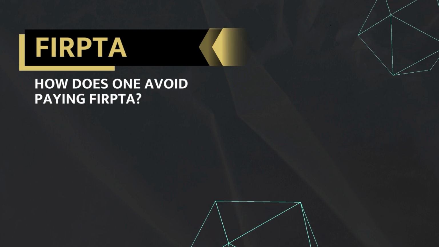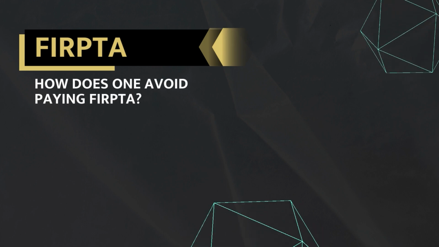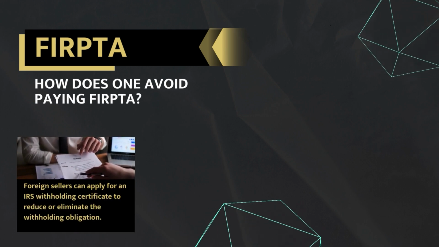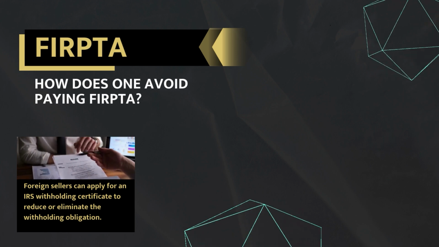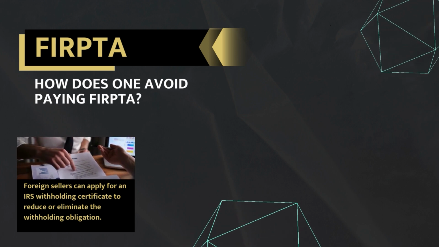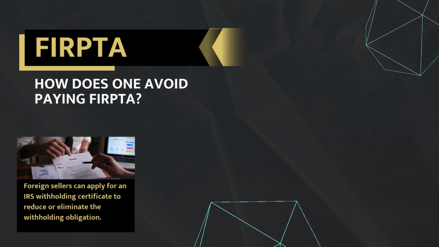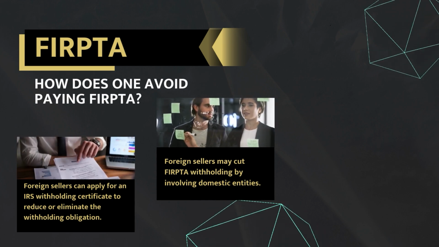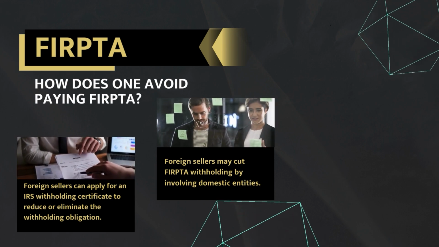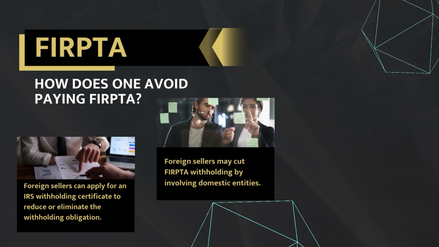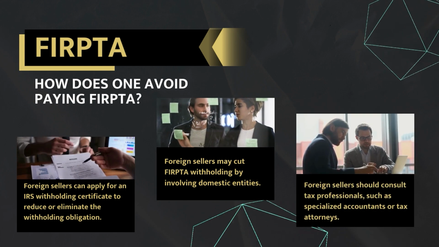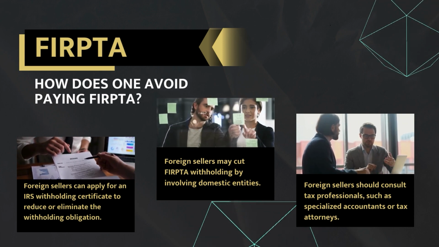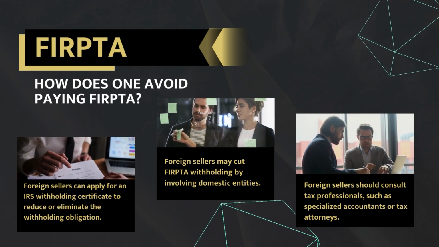To avoid paying taxes under FIRPTA, foreign sellers can take several steps. Foreign sellers can apply for an IRS withholding certificate to reduce or eliminate the withholding obligation based on their expected tax liability, potentially reducing the sale's withholding amount. In addition, by strategically structuring the sale, foreign sellers may cut FIRPTA withholding by involving domestic entities like corporations or partnerships for property holding and transfer. Lastly, given FIRPTA's complexity, foreign sellers should consult tax professionals such as specialized accountants or tax attorneys for guidance on international transactions and U.S. tax law.